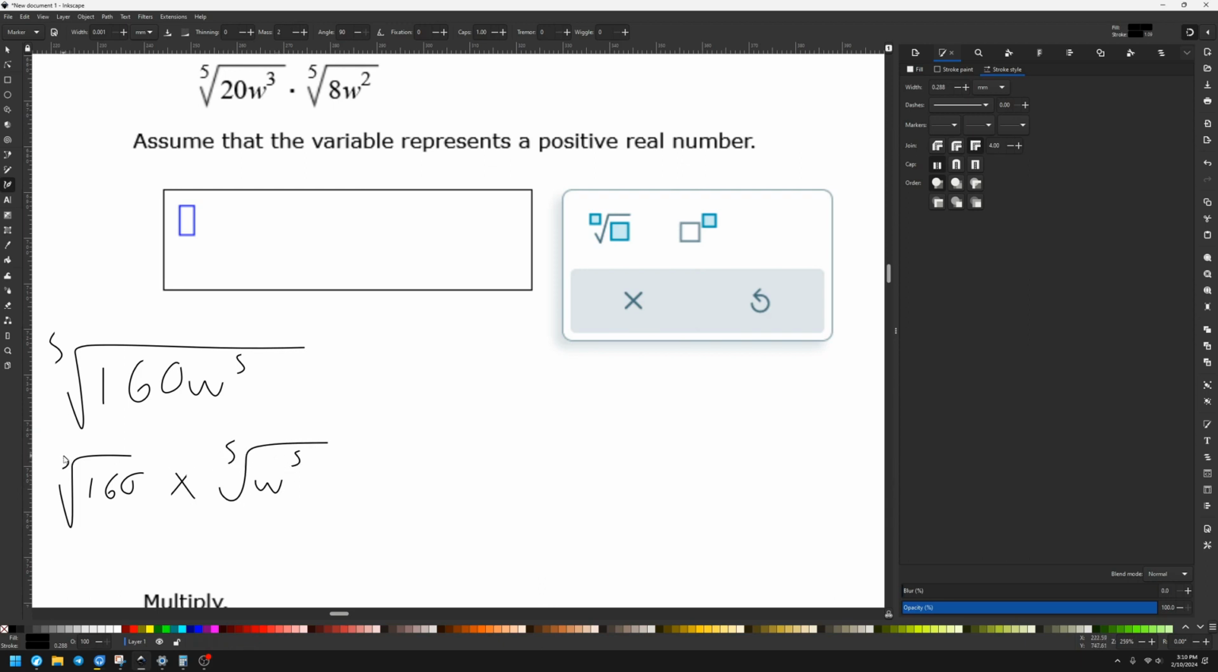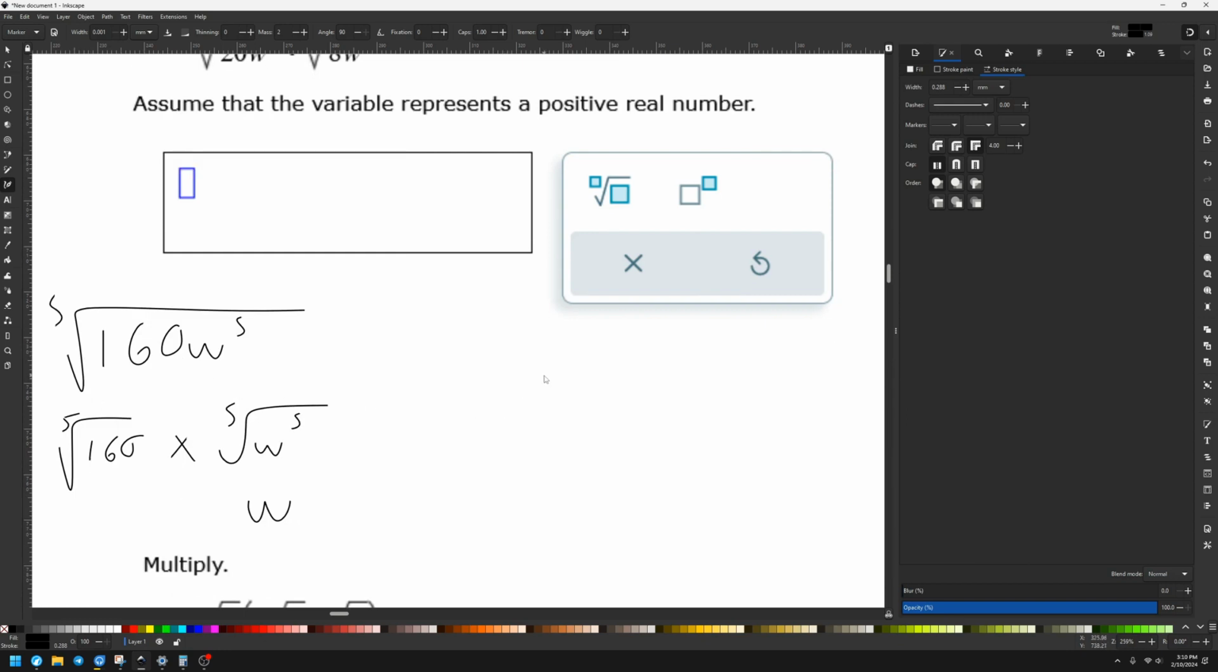Okay, so w to the 5th to the 5th root, that's going to be w to the 5th to the 1/5 power. That's just going to be w. And for the 5th root of 160, let's do the same thing as the last problem. Let's try to break that down. So let's write our 5th powers. 2 to the 5th is 32. 3 to the 5th is equal to 243.